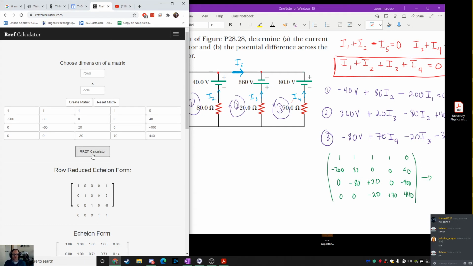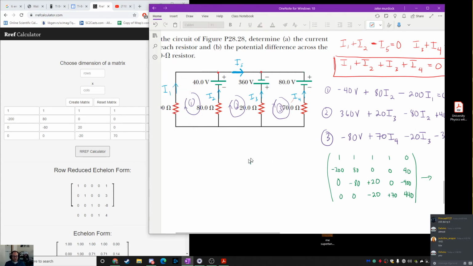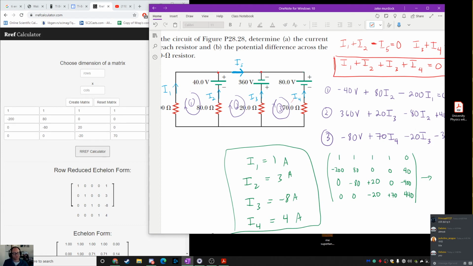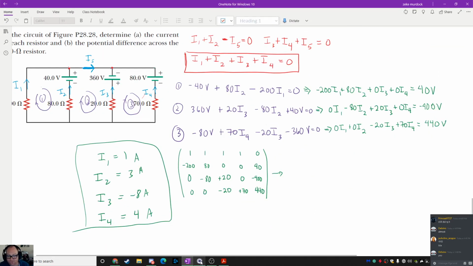Okay, so we end up getting I1 equals 1, I2 equals 3, I3 equals negative 8, and I4 is equal to 4, and these are, of course, all measured in amps. And that's the answers. There's one other question for this problem. We'll answer that, too.